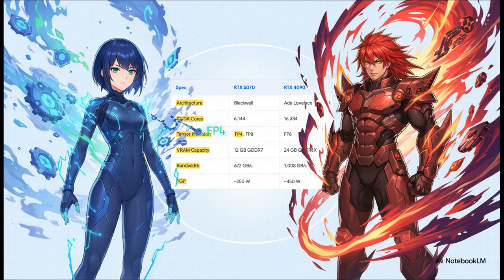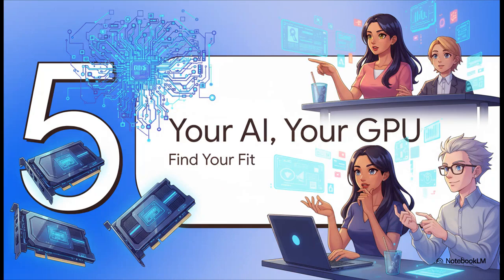All right, here's the tale of the tape. You can see the 4090 clearly leads in the raw numbers, right? CUDA cores, bandwidth, memory bus, it's just bigger. But look closer at the 5070's column. It has that absolutely crucial FP4 support. And look at the power draw, around 250 watts versus 450. This is the core trade-off we're talking about: raw power versus modern features and efficiency. So, the big question, what does all of this actually mean for you?